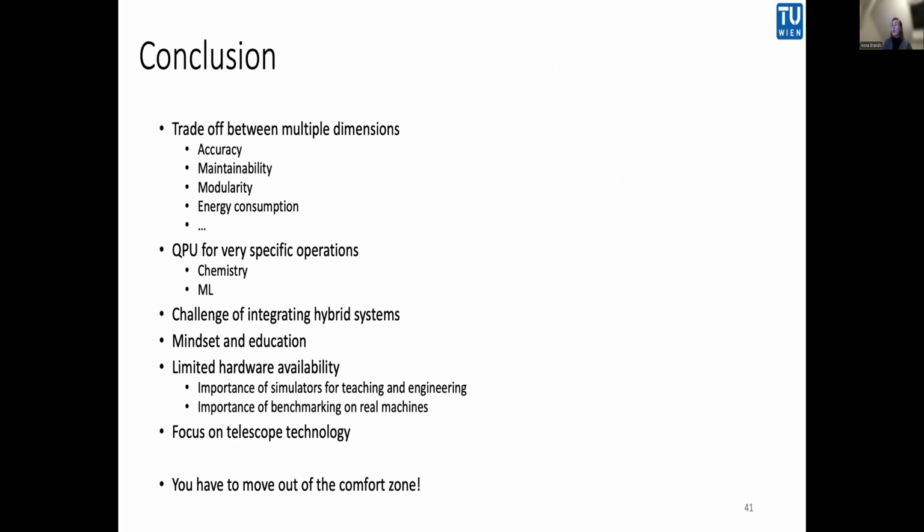We still have the challenge of integrating hybrid systems, but we have to work on mindset and education, both in sustainability and also in hybrid systems. In sustainability, I cannot change the law. I cannot force people to use fewer computers or to use them in a more sustainable way, but I can educate them. I can educate the world's mindset, and that's what I'm doing. What I also think is that you have to move out of the comfort zone, because I think progress in sustainability can only be made if we move out of our comfort zone. And I also think moving out of the comfort zone of computer science.